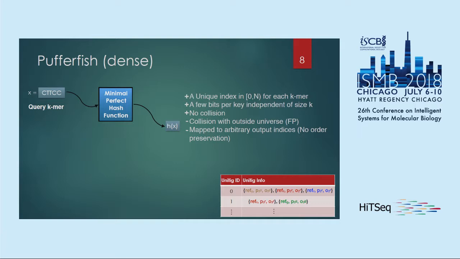Meaning that if we search for a k-mer that didn't exist originally in the set of our input, we might get back some index between 0 and n. And also, it doesn't preserve the order of the input k-mers, so the indices are not guaranteed to be in the same order as we give k-mers as input.